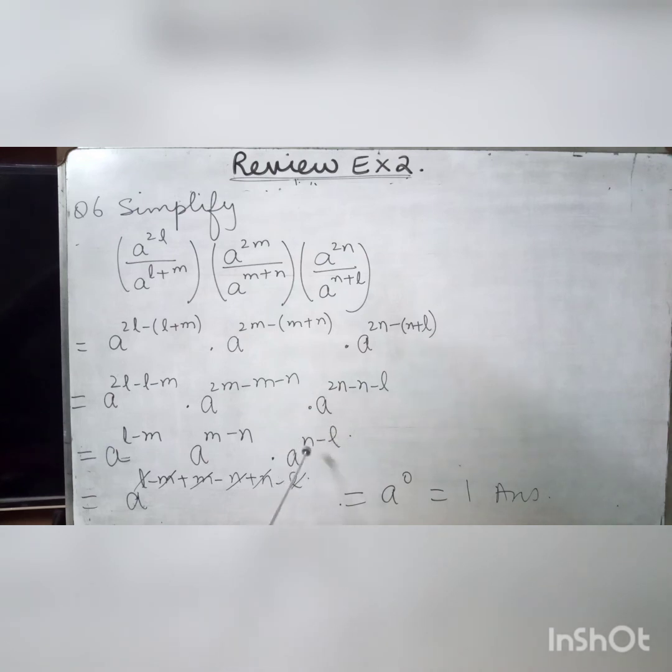According to the law of exponent, bases are same in multiplication, then their exponents will be added. So we have a raised to power l minus m plus m minus n plus n minus l. After the simplification, we have a raised to power 0, which is equal to 1, and this is the answer.